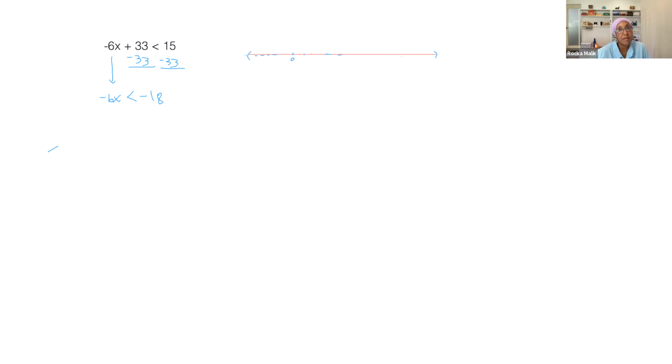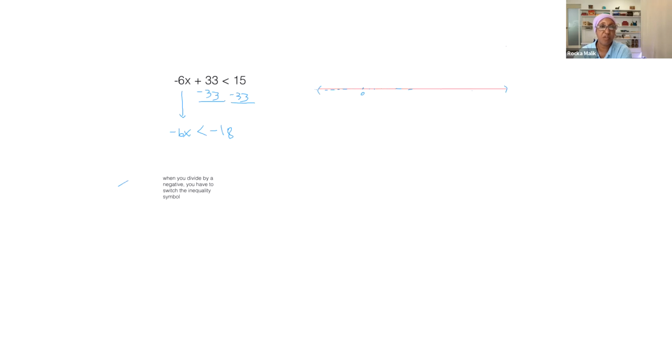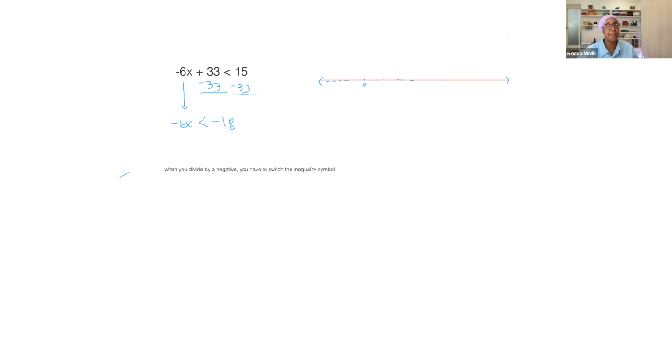When you divide by a negative, I'm going to type this out. When you divide by a negative, you have to switch the sign. Okay, so when you divide by a negative, you have to switch the sign. Because that's like me doing the opposite of the opposite.